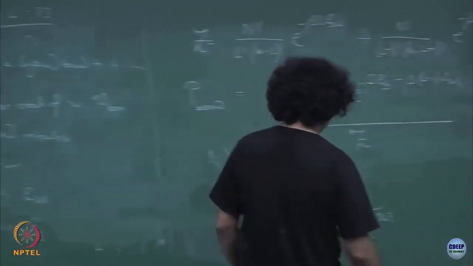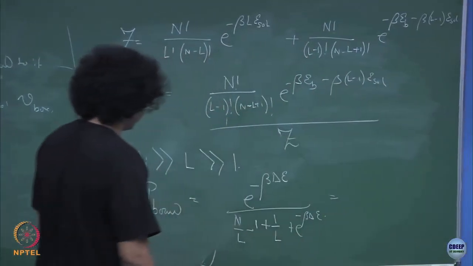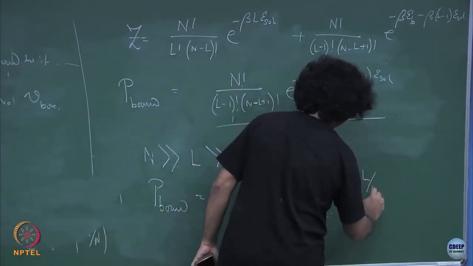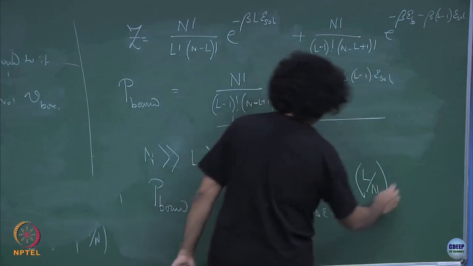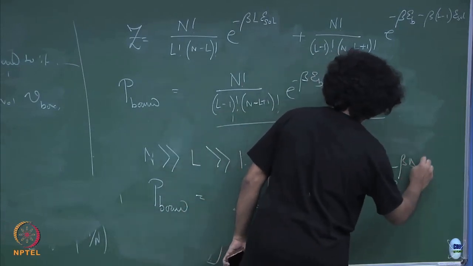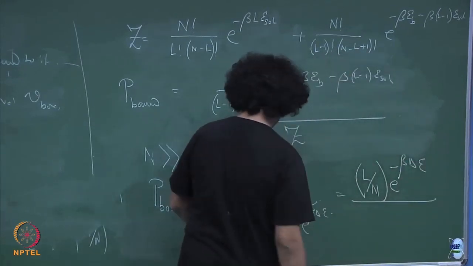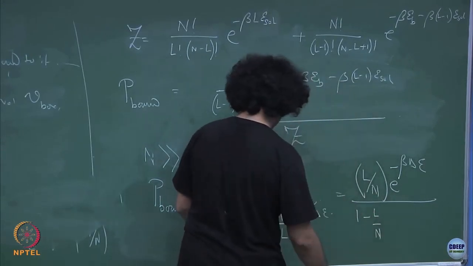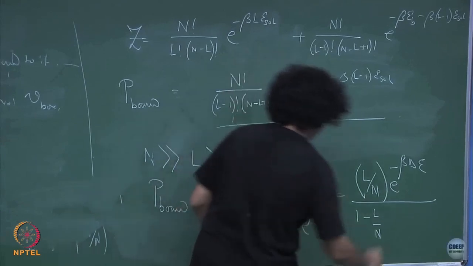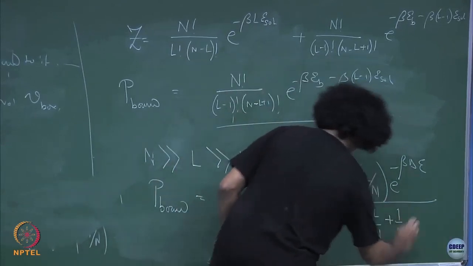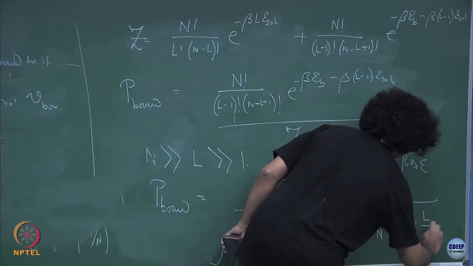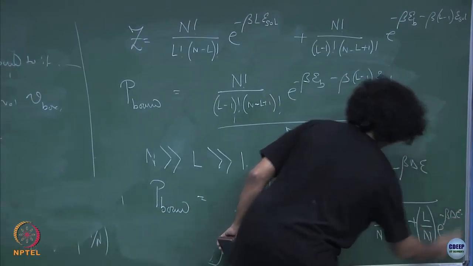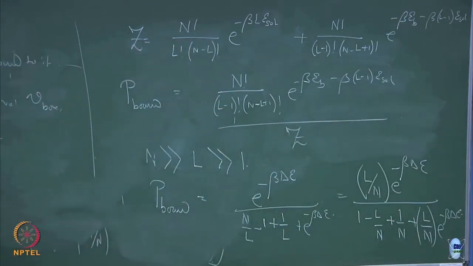Let me now multiply and divide by this term L over N. So, L by N e to the power of minus beta delta E, over 1 minus L by N, into plus 1 by N plus L by N e to the power of minus beta delta E. Okay.